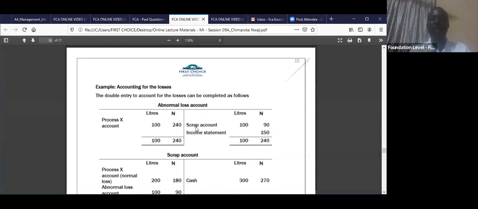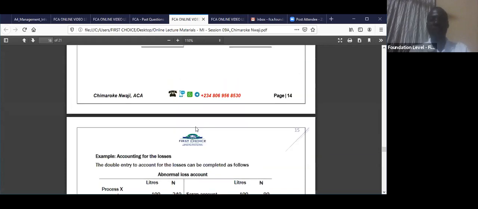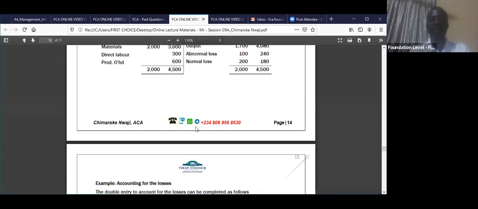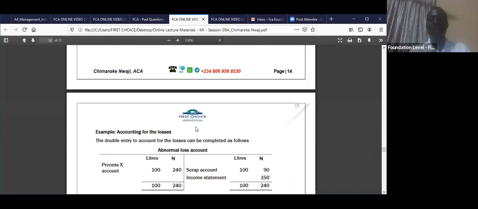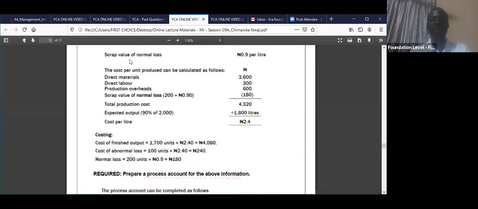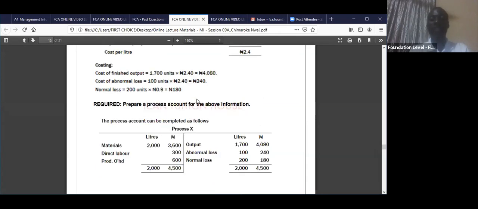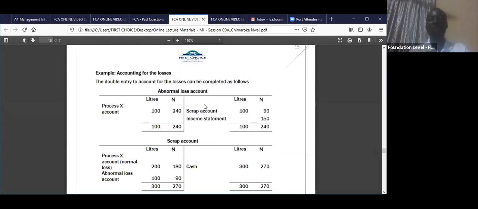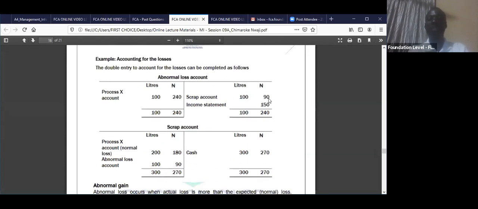Now, scrap account, 90 naira. So 0.9, you know, this 0.9 naira is the value of normal loss that you recover. So now, this abnormal loss, you have now recovered 90 naira out of it. When you recover 90 naira out of it, it means that 150 naira is what is going to be written off in the income statement.